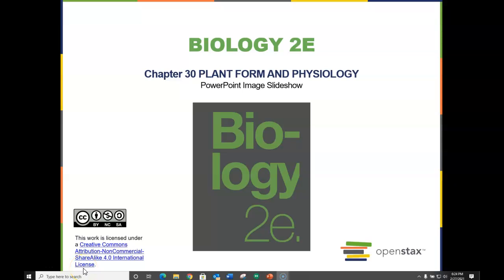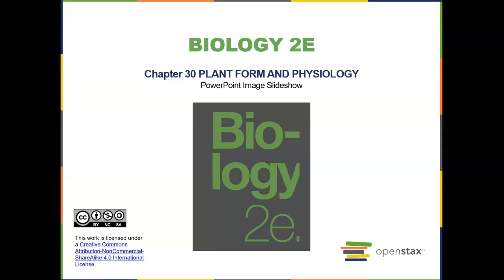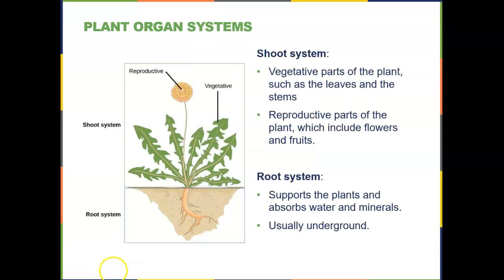Chapter 30, Plant Form and Physiology. Now, instead of the word form, we could use anatomy. So we're basically talking about plant structure and the way that the component structures work in the plant. A lot of this material has already been covered in previous chapters. Firstly, we'll take a look at some of the anatomical features.